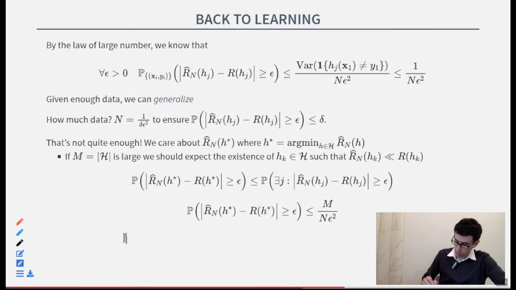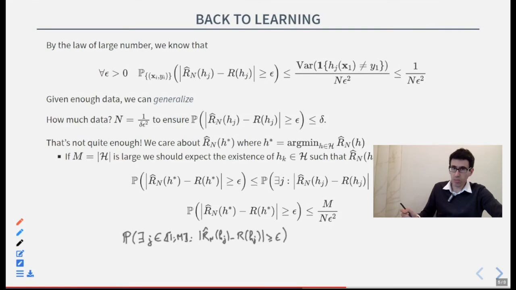If you look at the probability that there exists a j, where j takes values from 1 to capital M, the number of models that we have in our hypothesis class, such that the empirical risk R hat n of h_j exceeds its true risk R of h_j by more than epsilon, it's also very complicated to analyze.